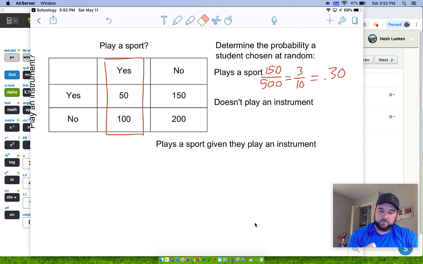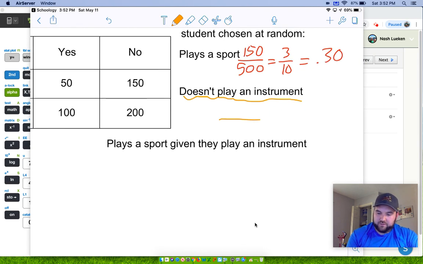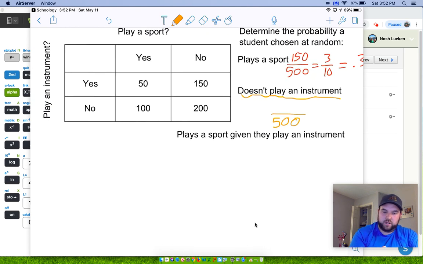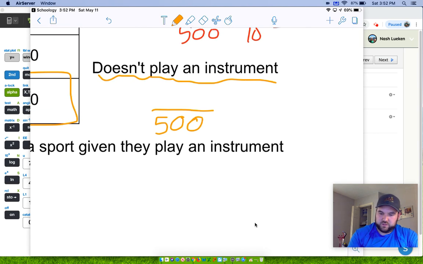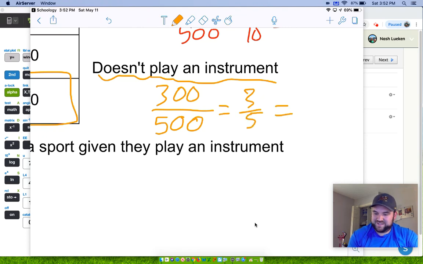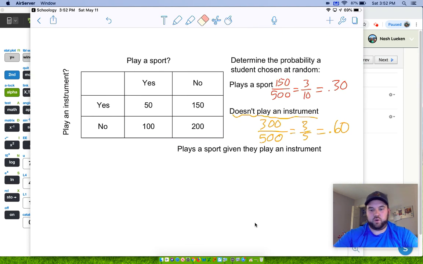Next question, what is the probability that someone does not play an instrument? Again, I'm drawing from all 500 people. What is the probability they do not play an instrument? Well, playing instruments is over on the left side here. All the no's added up make 300. So 300 people answered no to that question. So 300 out of 500 is my probability. This is 3/5 or 0.60 or 60%. So I have a 60% chance of choosing someone who does not play an instrument.